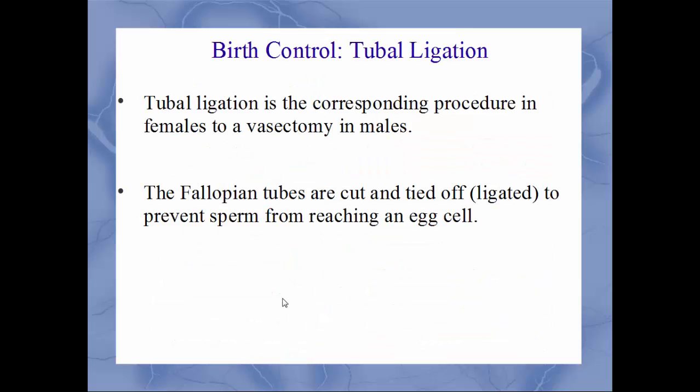Alright, last thing we'll talk about for this chapter is tubal ligation. This is the corresponding procedure in females as a vasectomy is to males. Whenever you ligate something, you are tying off something. So tubal ligation literally means tying off of the uterine tube or the fallopian tubes. And this will prevent sperm from reaching the egg cell.